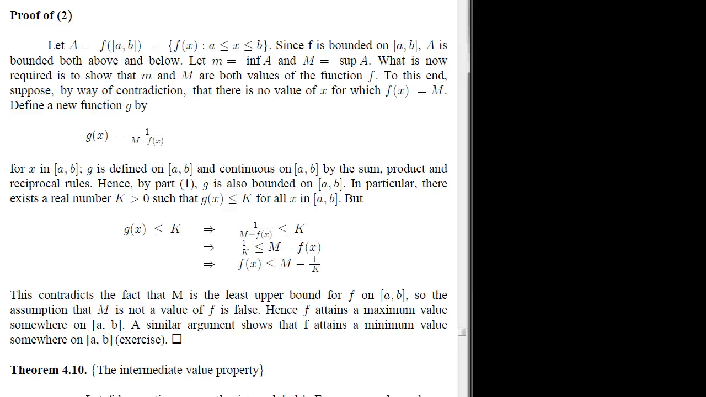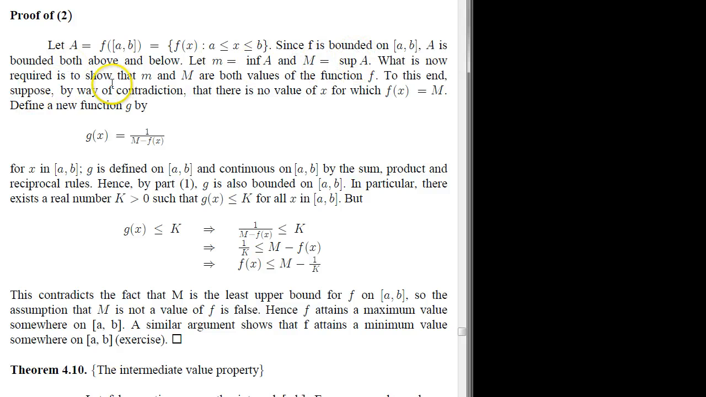Here it is. Let A, capital A, equal this set here, f of the entire set [a, b], all the f(x)'s for x varying between a and b. Since f is bounded on [a, b] by part 1, A is bounded both above and below. So it will have an infimum and a supremum. Let m be the infimum and capital M be the supremum of the set A.